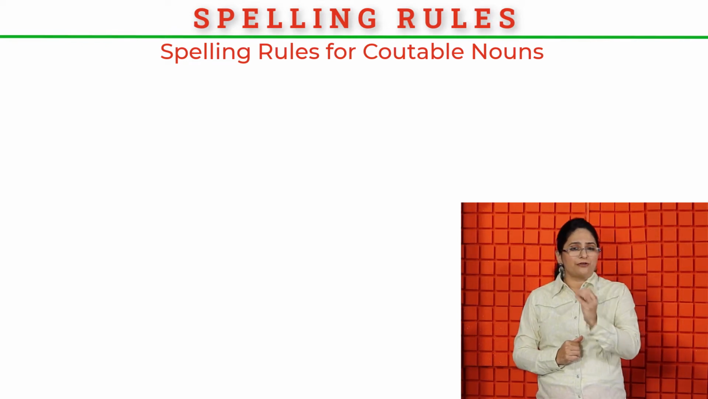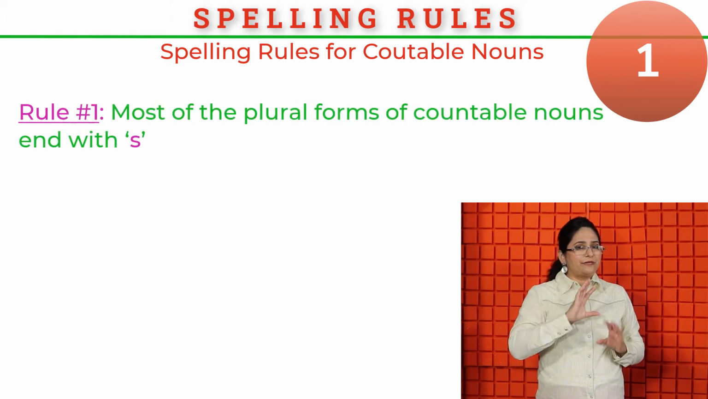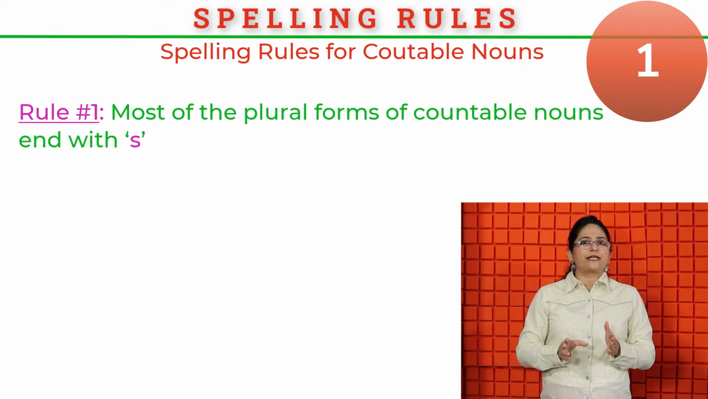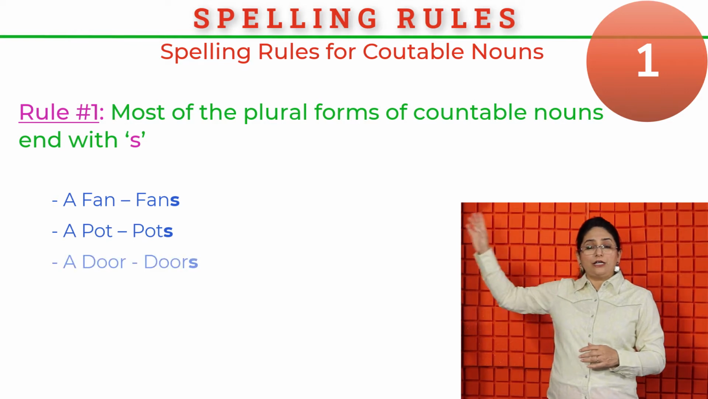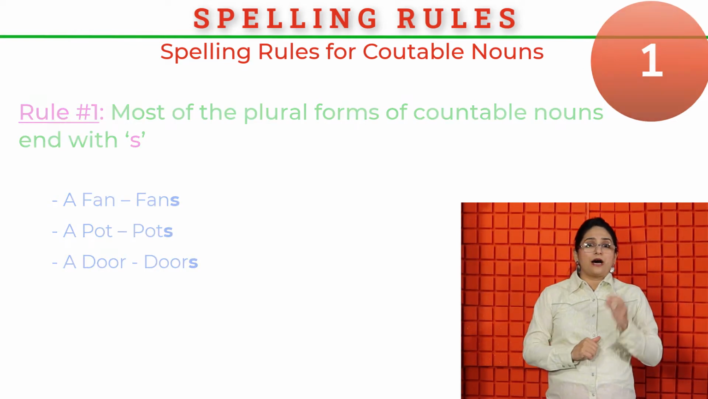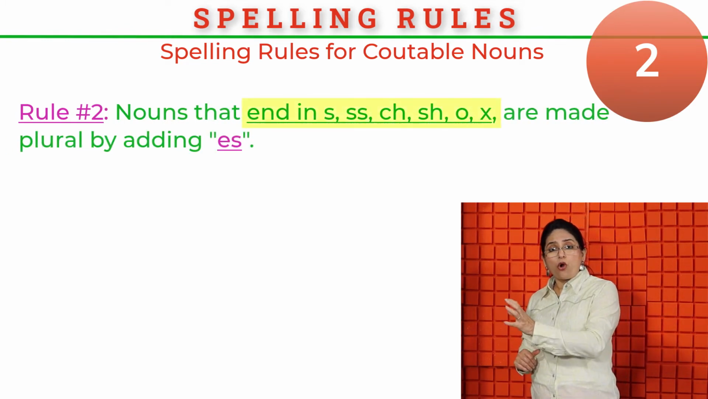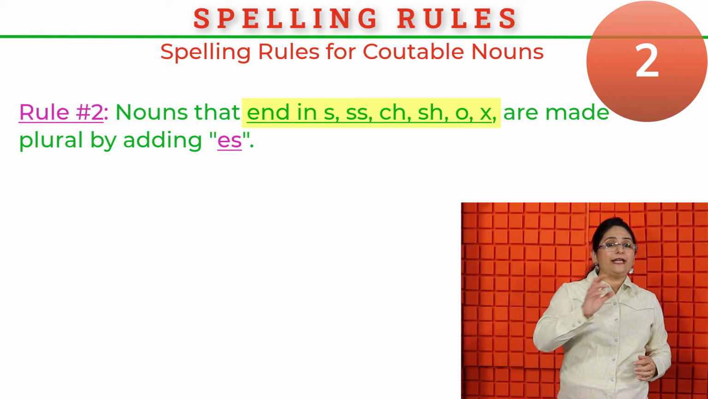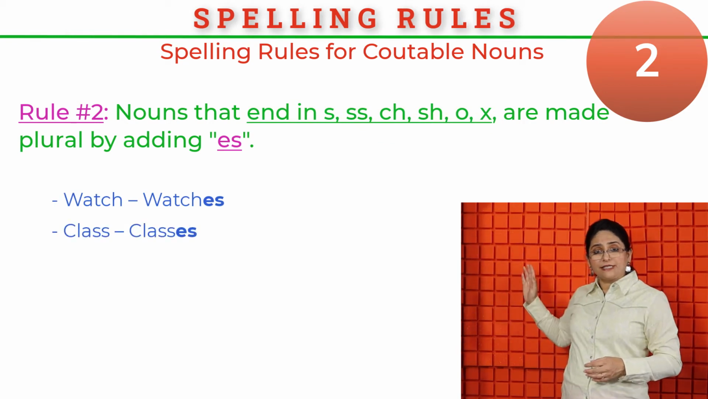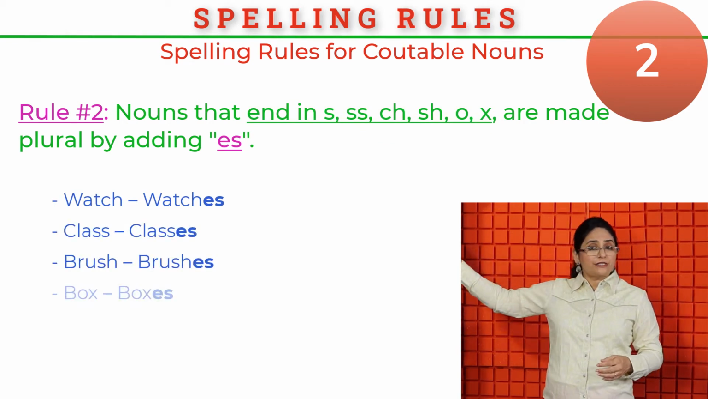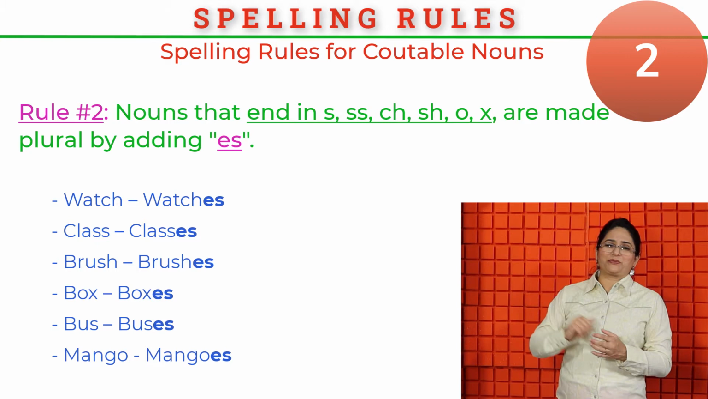Spelling rules for countable nouns. Let's start. Most of the nouns end with S. We know that. For example, a fan, fans. A pot, pots. A door, doors. Nouns that end in S, SS, CH, SH, O or X are made plural by adding ES. For example, watch, watches, class, classes, brush, brushes, box, boxes, bus, buses, mango, mangoes.